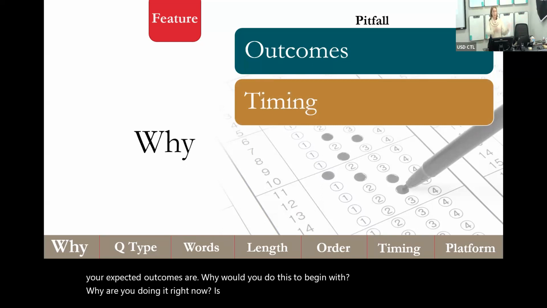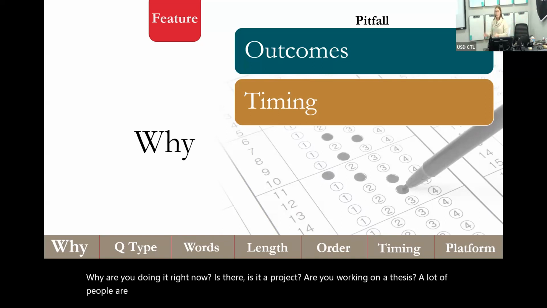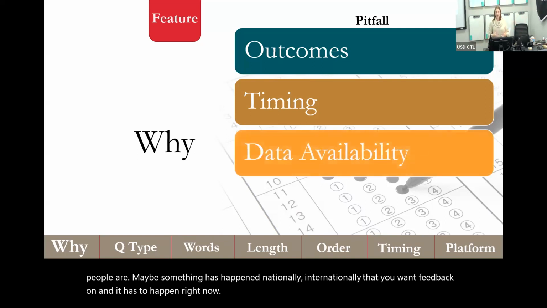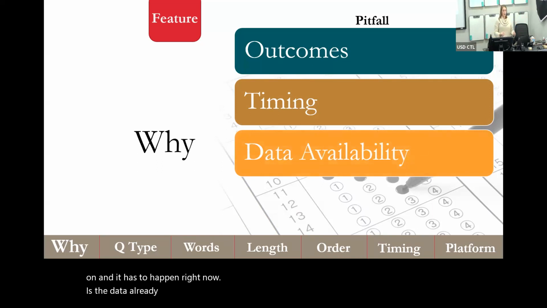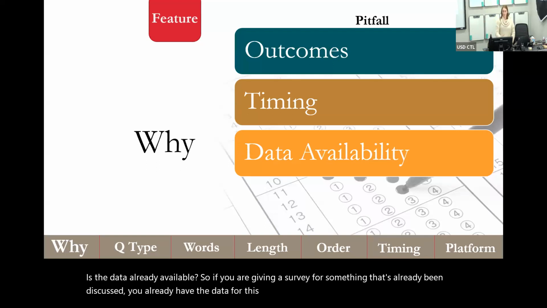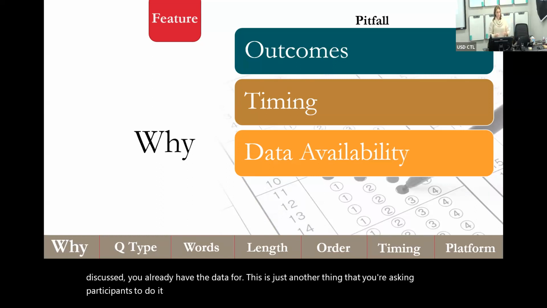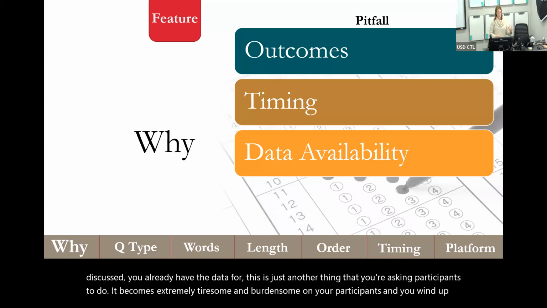Is it a project? Are you working on a thesis? A lot of people are. Maybe something has happened nationally, internationally that you want feedback on, and it has to happen right now. Is the data already available? So if you are giving a survey for something that's already been discussed, you already have the data for, this is just another thing that you're asking participants to do. It becomes extremely tiresome and burdensome on your participants, and you wind up with bad data.